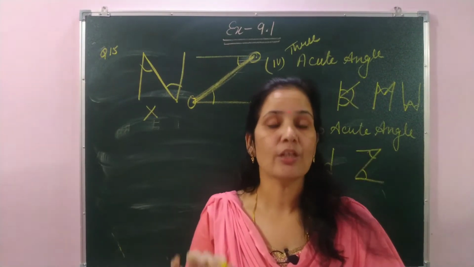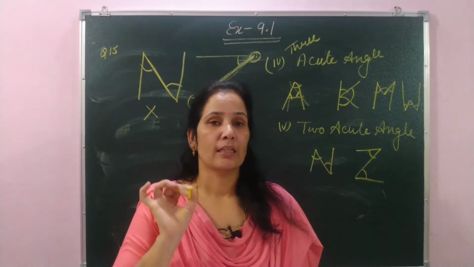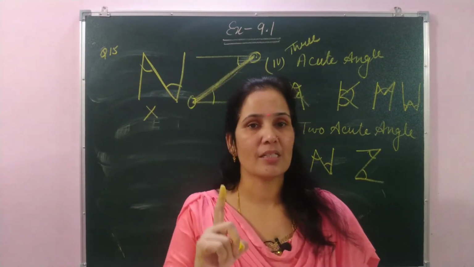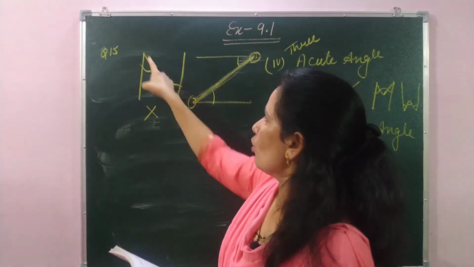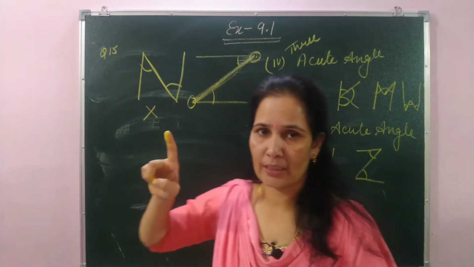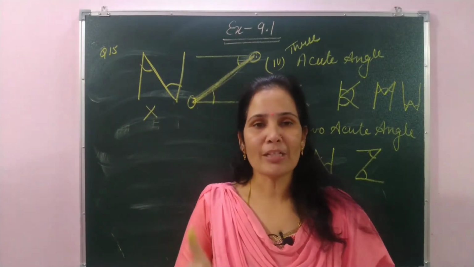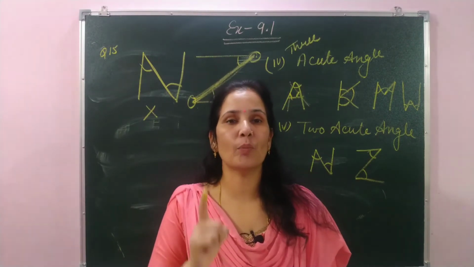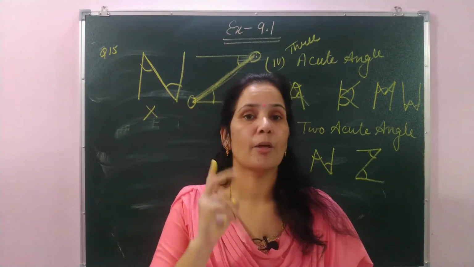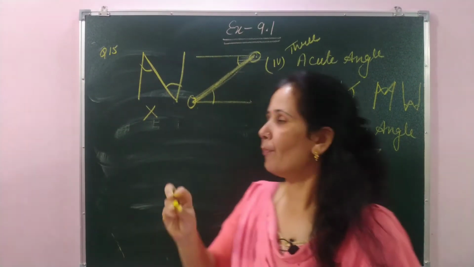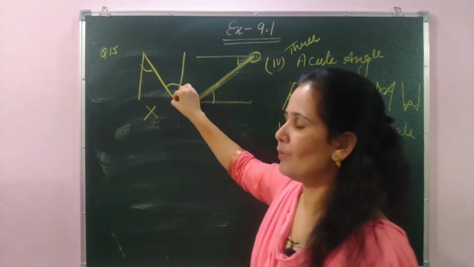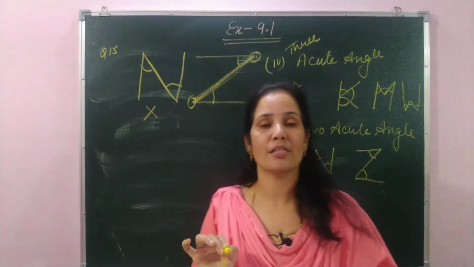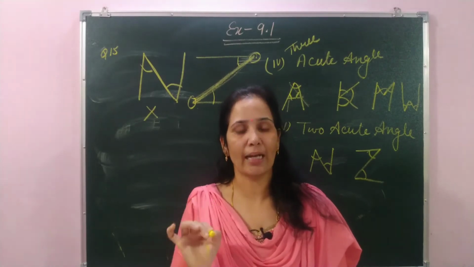I repeat again, for adjacent angles, the first condition is that the vertex should be common. So in both cases, the vertices are different. Second, the arm is common. But students, a pair of angles is said to be adjacent when both conditions apply. But here one condition is applicable, the second is not. So this pair is not said to be adjacent angles.